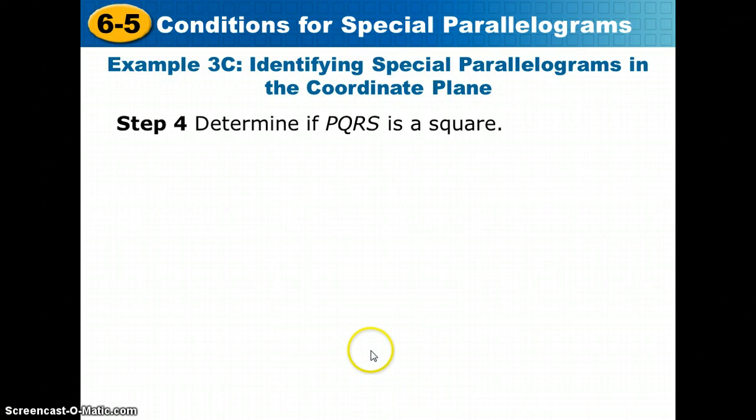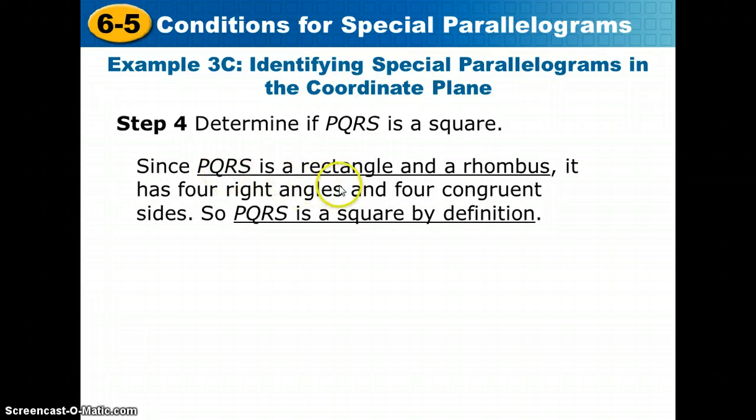To determine if it's a square, let's remember the two things we've just stated. Since PQRS is a rectangle and a rhombus, it has 4 right angles and 4 congruent sides, so we can conclude that it's a square. Again, a parallelogram that is both a rectangle and a rhombus has to be a square, so PQRS is a square. The 3 answers we would be looking for are rectangle, rhombus, and square.